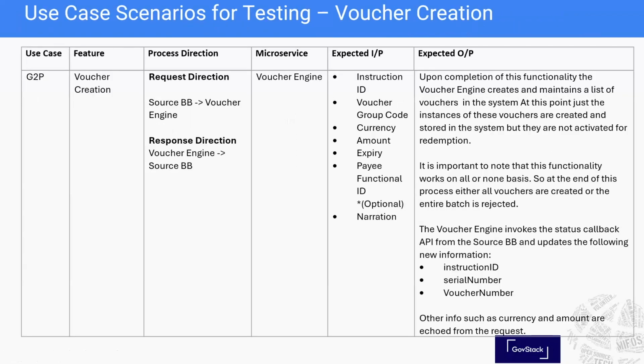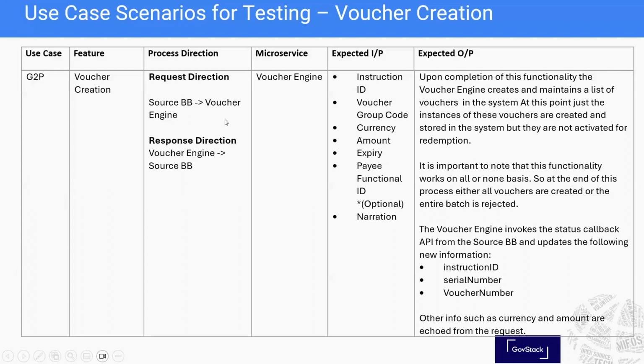Next scenario that we'll be talking about is the voucher creation. Again, this belongs to the government to payment use case. This could be initiated from a source building block. In our case, there's another alternate option: this could be initiated through any acquirer FSP or an agent FSP, and it is sent towards the voucher engine.